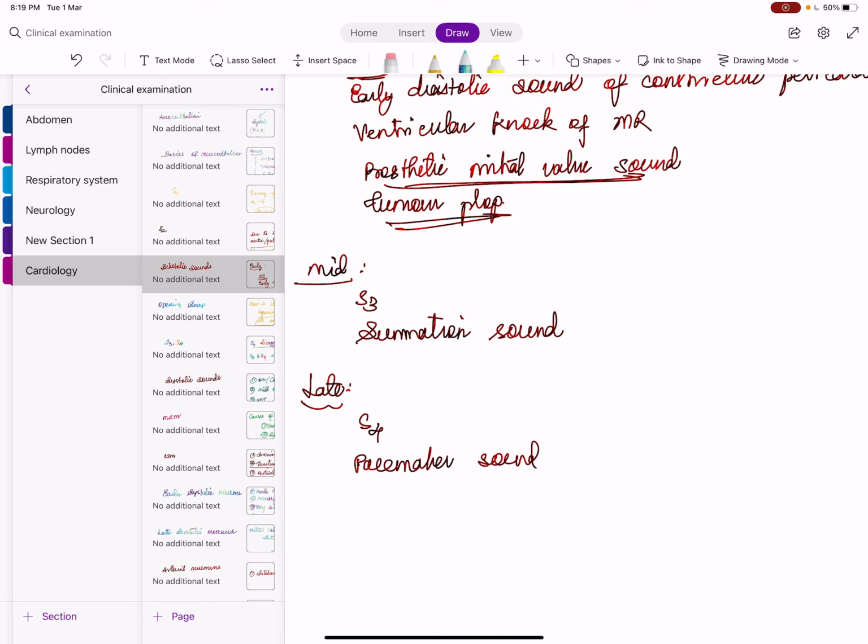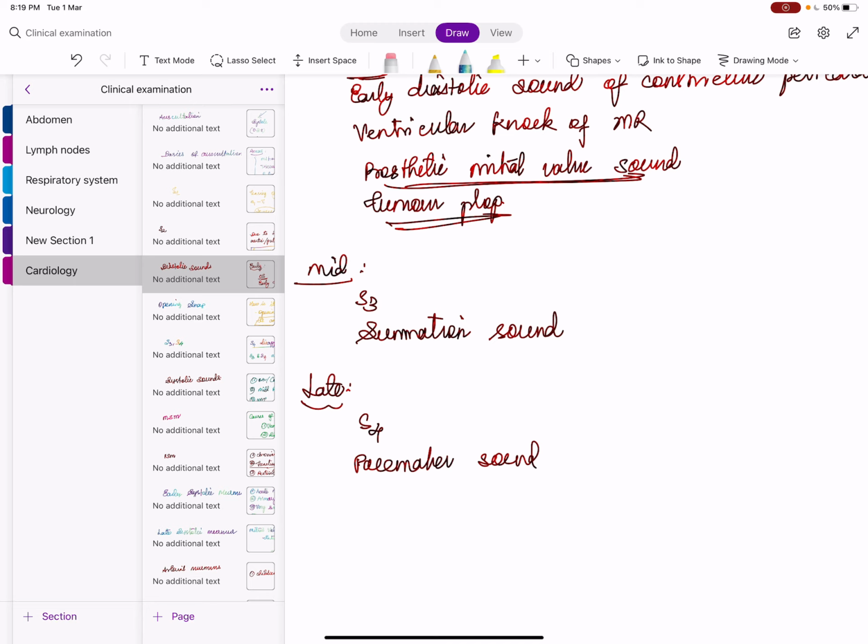Okay. So what I wanted to stress is, even in the base, if P2 is loud, it will be louder than A2. Right? I told you, if it is loud, P2 will be heard in the apex. But in the apex, P2 will not be louder than A2. A2 will be louder than P2. Shall I put a diagram now?